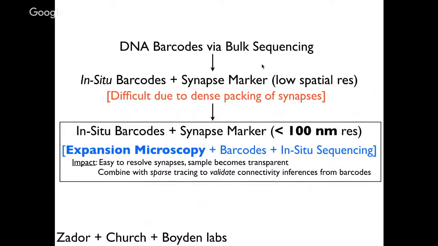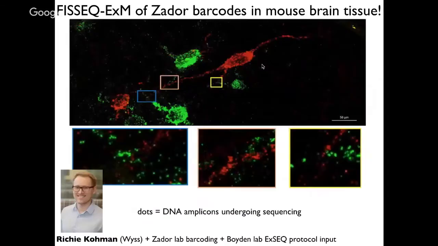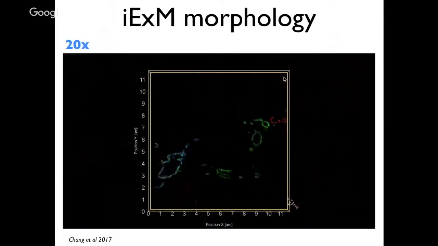Essentially, this approach for Rosetta Brain mapping that we're trying to do is to combine these three technologies: expansion microscopy, barcodes of the type that Tony described, and in situ sequencing into a single approach. And there has been some progress on this from Richie Coman in collaboration with Tony's lab and the rest of this group on doing that combination of all three technologies that we're continuing to work on.